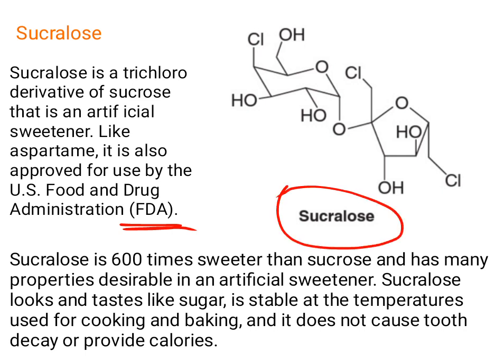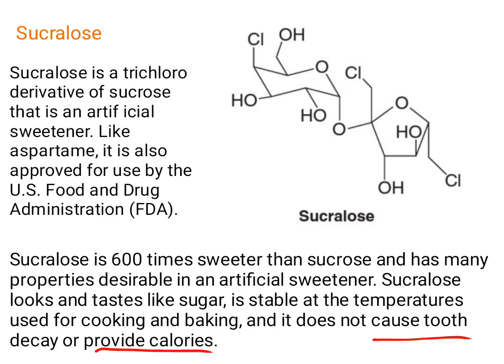This is the sucralose, where this is the trichloro derivative. This one is chlorine, this one chlorine, this one chlorine. Sucralose is 600 times sweeter than sucrose and has many properties desirable in an artificial sweetener. Sucralose looks and tastes like sugar, is stable at the temperatures used for cooking and baking, and it does not cause tooth decay or provide calories. So it doesn't cause tooth decay, doesn't provide very much calorie, and it is also stable while cooking and baking. So that's why sucralose is used in food ingredients.